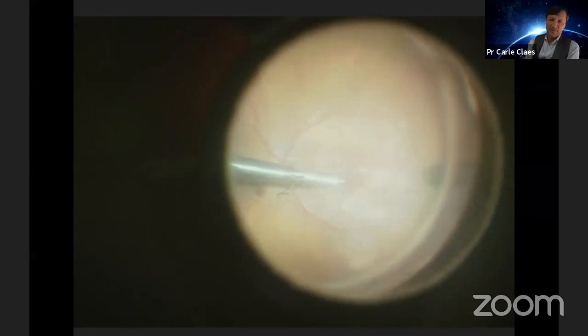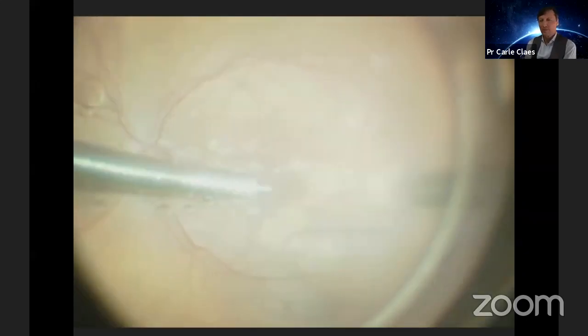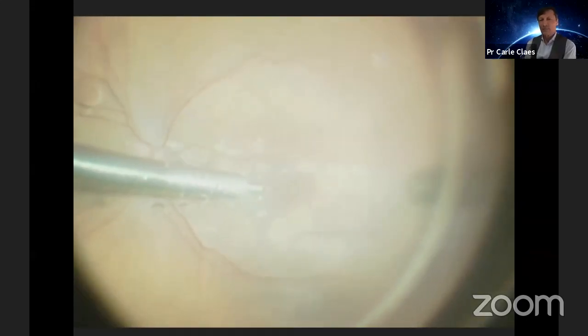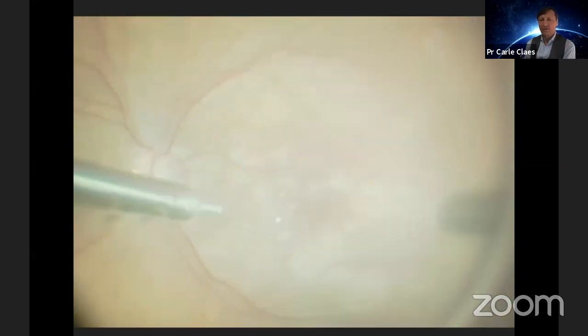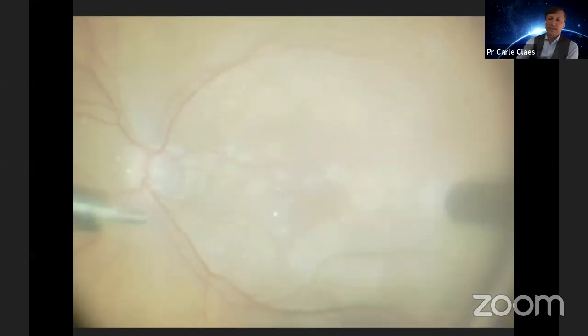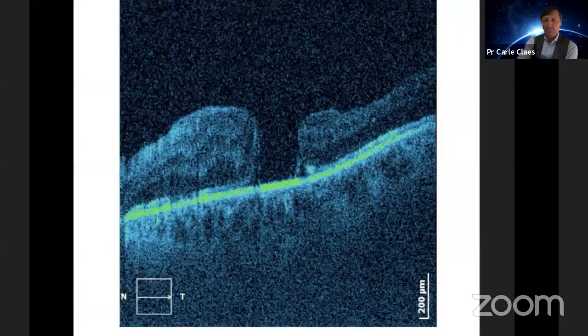This is passive aspiration, but again, we now sometimes do it actively. But passive aspiration allows you to approximate very carefully. It takes a while before all the fluid is removed in and around the macular hole, but you can close the hole on the table.